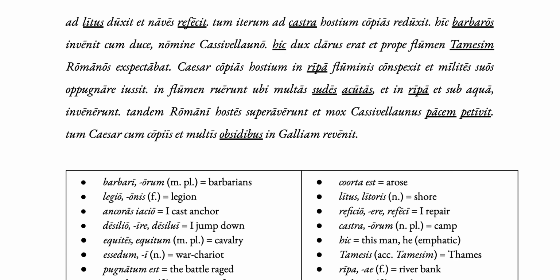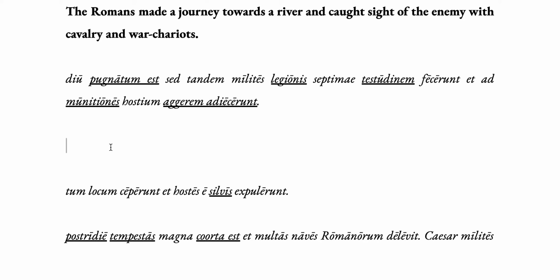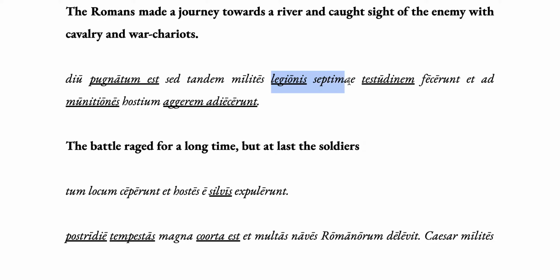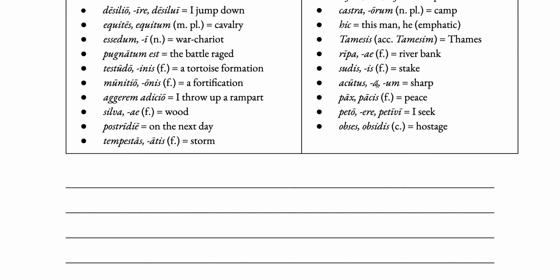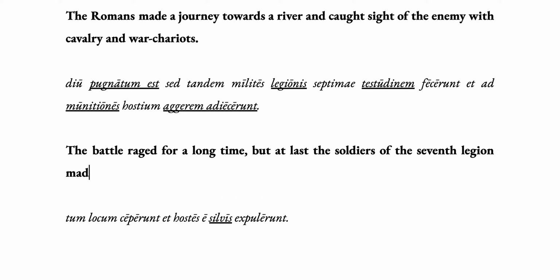Diu pugnatum est. Now pugnatum est is given to you as the battle raged, and diu means for a long time. So the battle raged for a long time. Sed tandem, but at last. And now the subject is milites, the soldiers. And then legionis septimae is genitive case, of the 7th legion. Fecerunt testudinem. Now testudinem is given to you. It's a tortoise formation. Okay, if you're not sure what that is, you can look it up on Google Images. They made a tortoise formation.